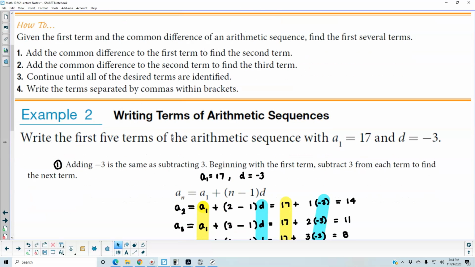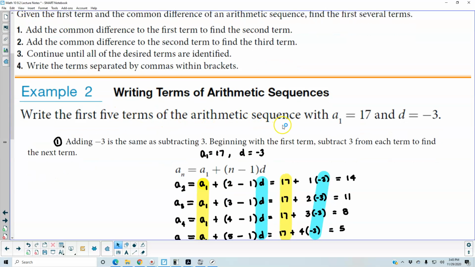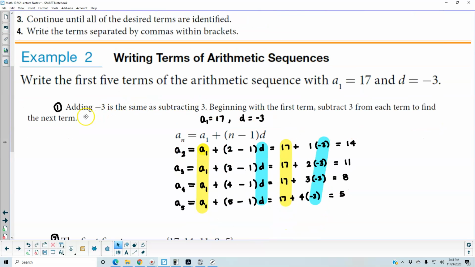So for example 2, we're writing terms of arithmetic sequences. We're going to write the first 5 terms of the arithmetic sequence with the first term, a subscript 1, equal to 17, and the common difference, d, equal to negative 3. For step number 1, adding negative 3 is the same as subtracting 3. Beginning with the first term, subtract 3 from each term to find the next term.